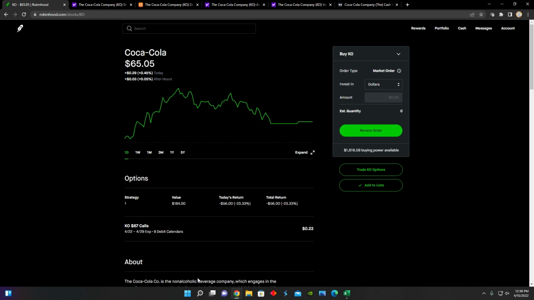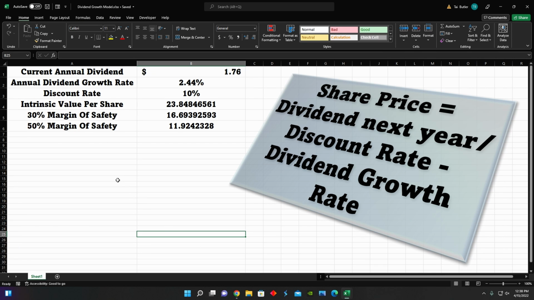So first and foremost, let's talk about what the dividend growth model actually looks like in terms of what the actual equation is. We can see right here on the right, I've set it up pretty boldly. It says share price equals dividend next year divided by the discount rate minus the dividend growth rate. Basically, this model is looking at a company as the cash flows coming from their dividends, just purely the cash flows coming from their dividends.